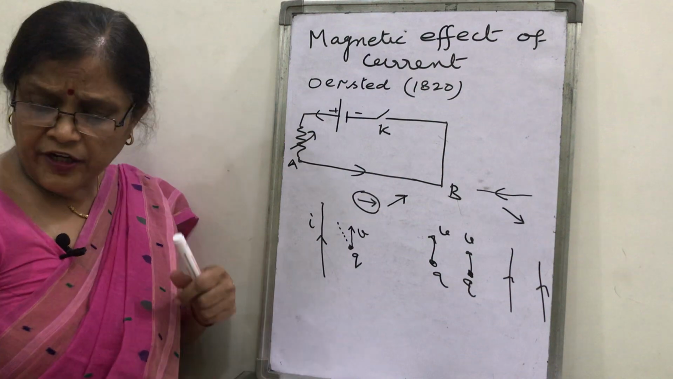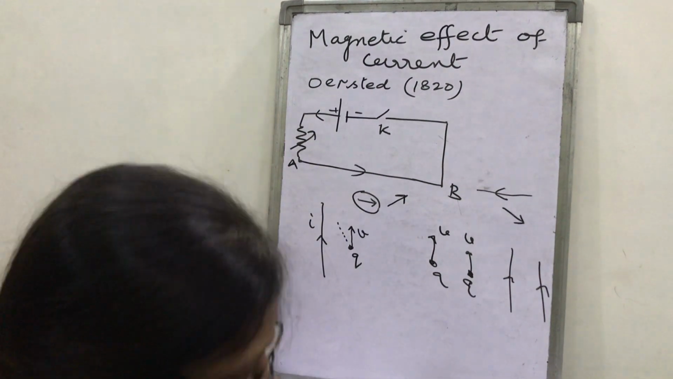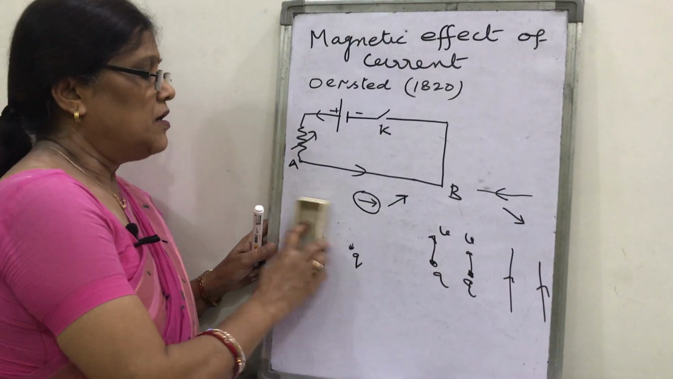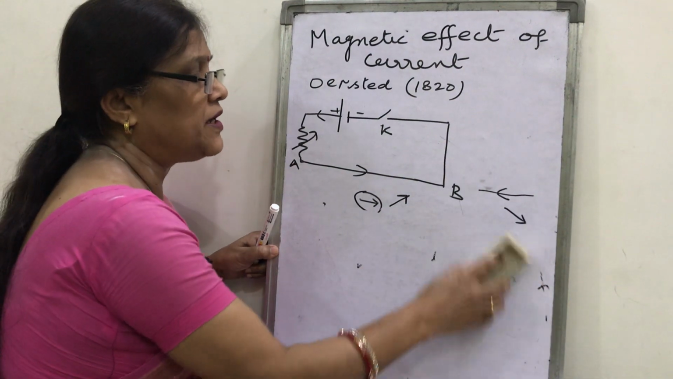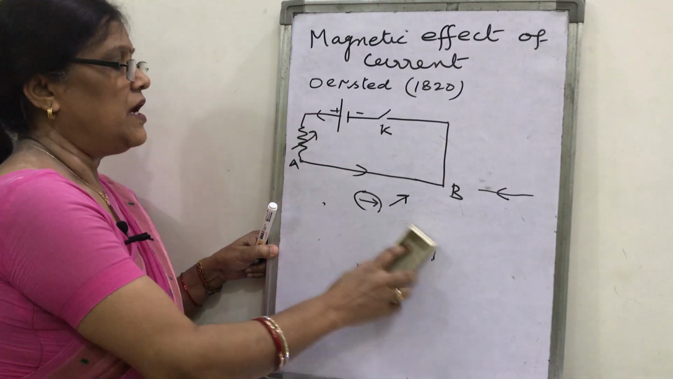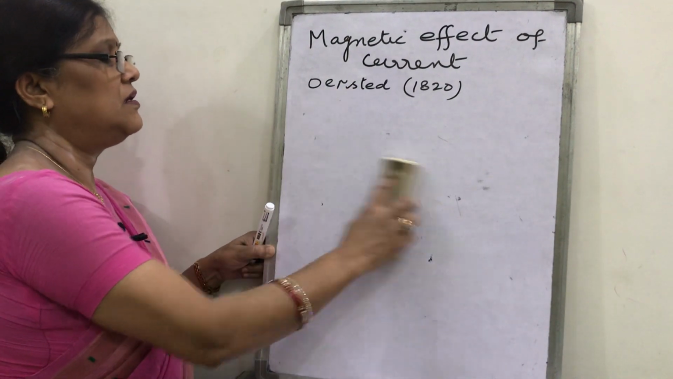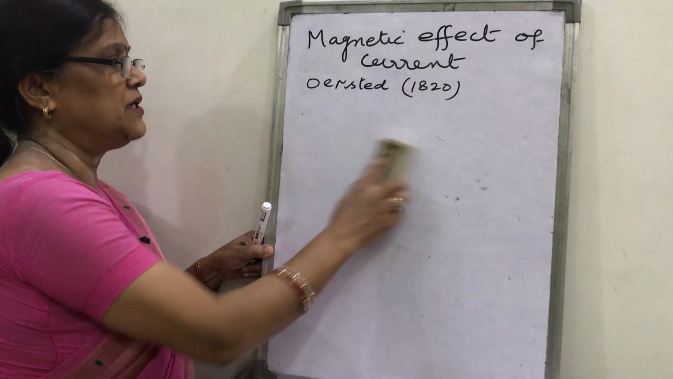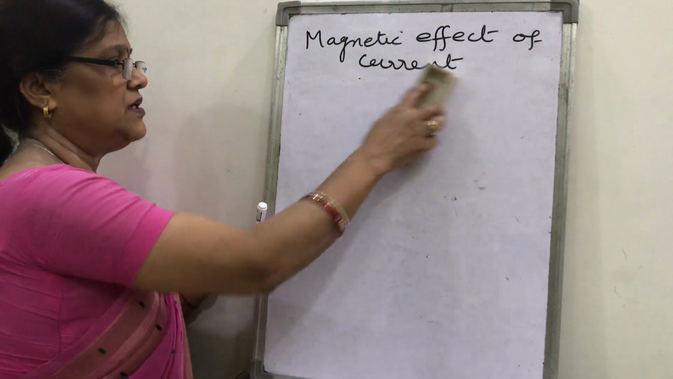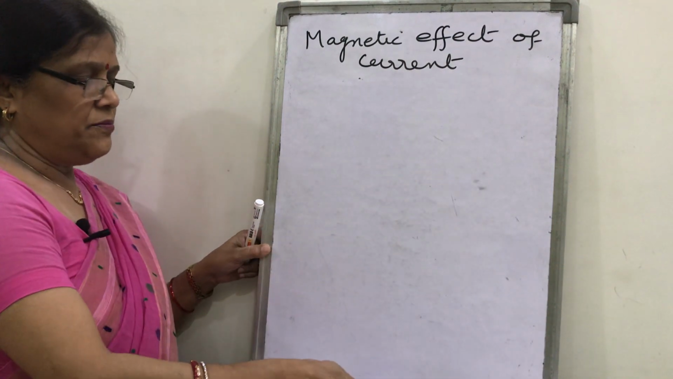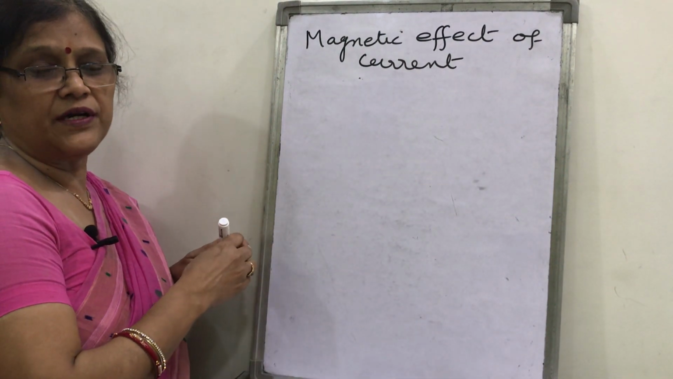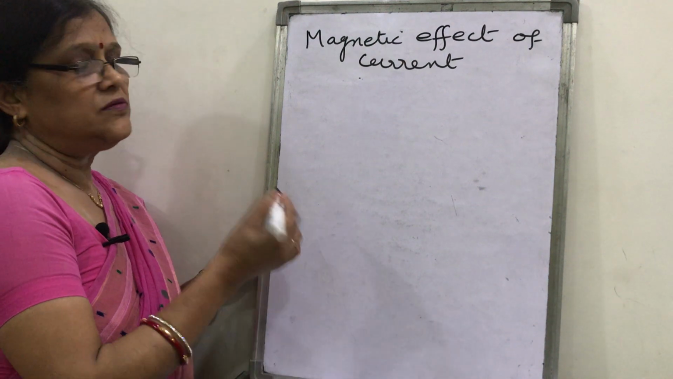Now Oersted's experiment proves that the magnetic field is produced by moving charges, and charges in motion produce a magnetic field in the surrounding space. The magnetic field is represented by B and it is a vector quantity.